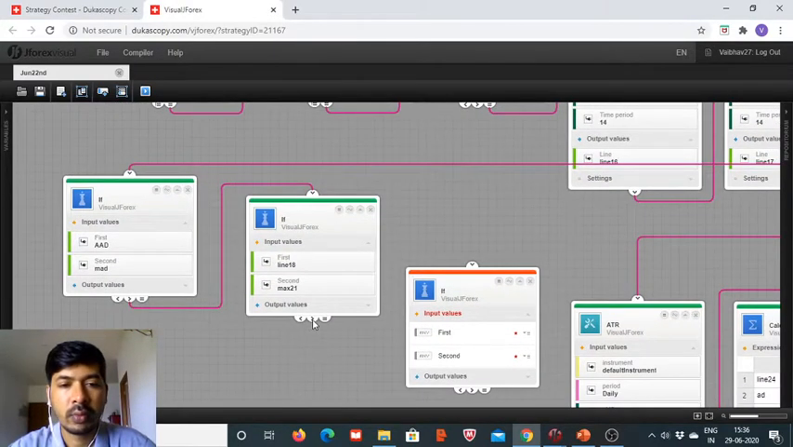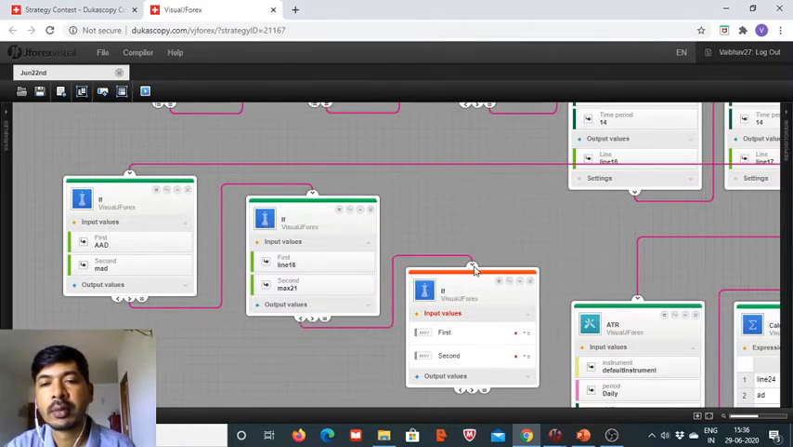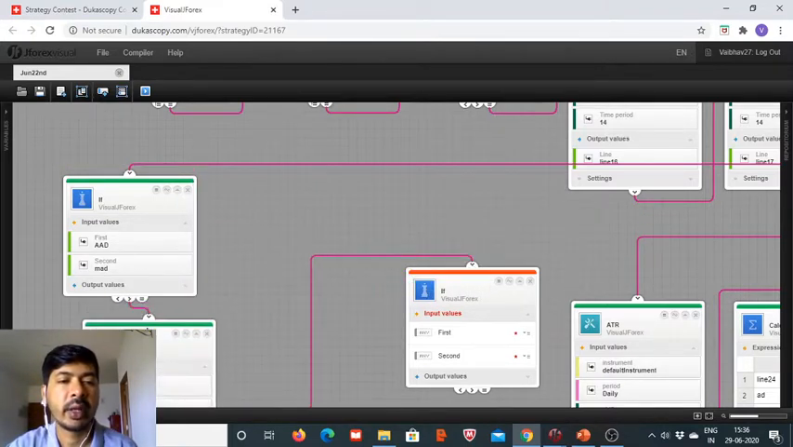And now we want the first input to be less than the maximum value. Maxima should be higher. So we have defined this condition as well.